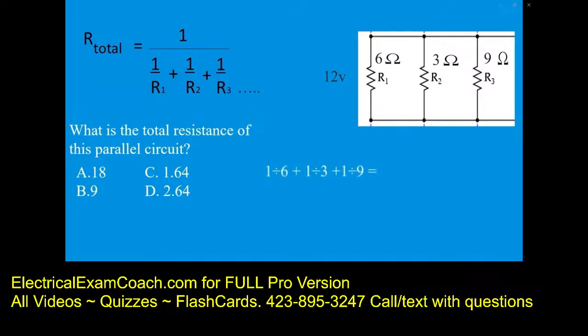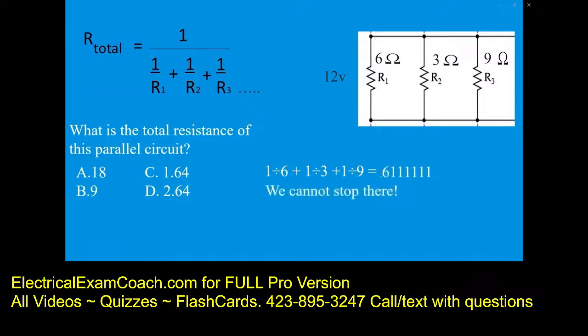Take our 1 divided by 6 plus 1 divided by 3 plus 1 divided by 9. Go ahead and do that on your calculator now. Pause the video if you need to. If you took the time and worked that out, it is going to give you 0.611111.